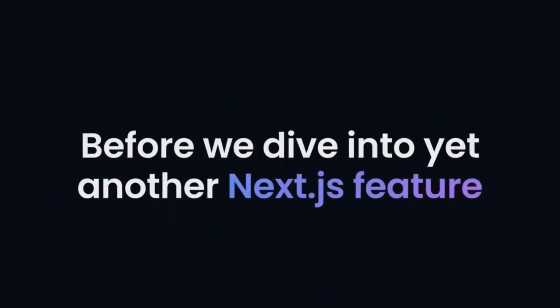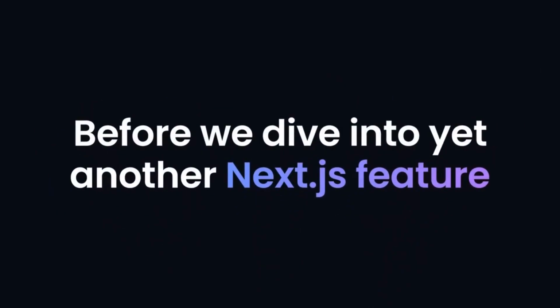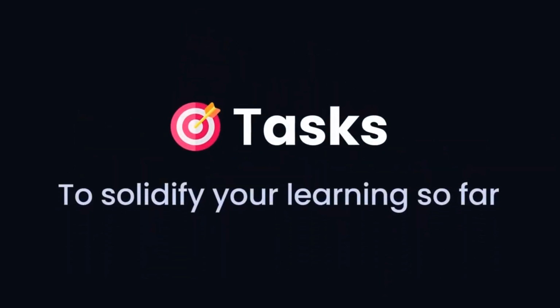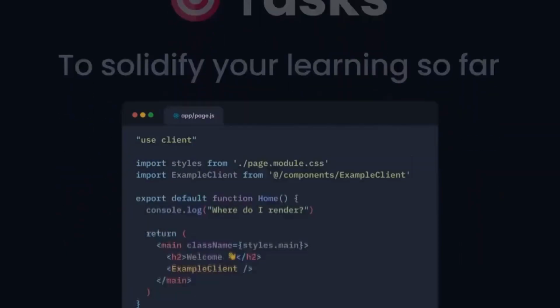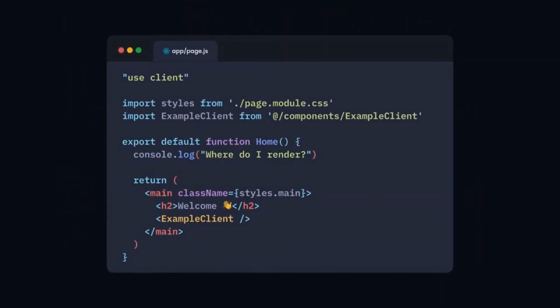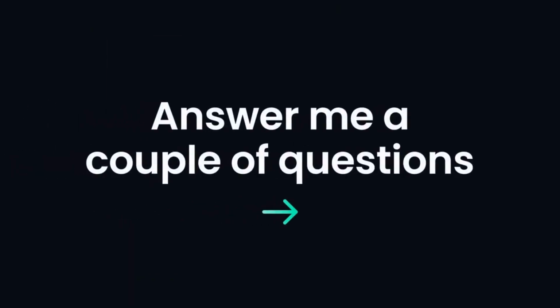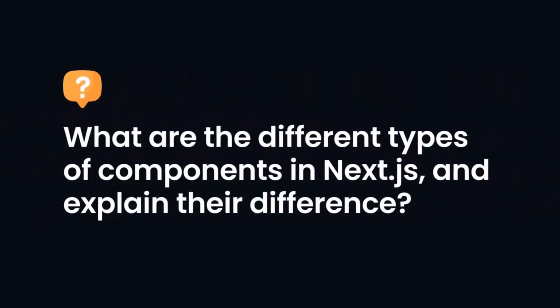But now, before we dive into yet another Next.js feature lecture, let's work on some tasks together to solidify your learning so far. Add the "use client" inside of the app.js and see where the console logs are appearing then. And then answer me a couple of questions. I want to know. Please try to give me correct answers. What are the different types of components in Next.js, and explain their difference?